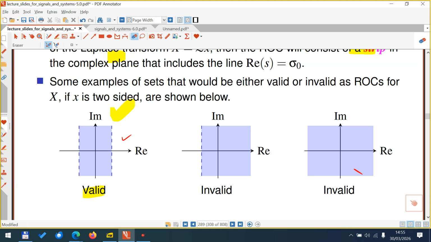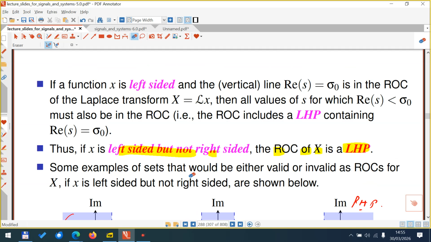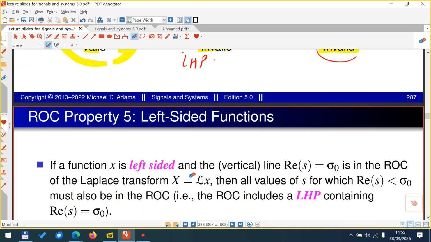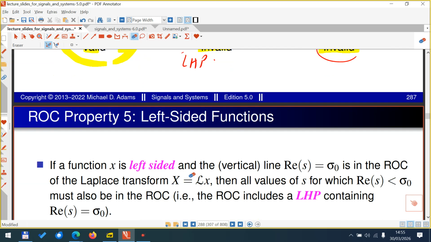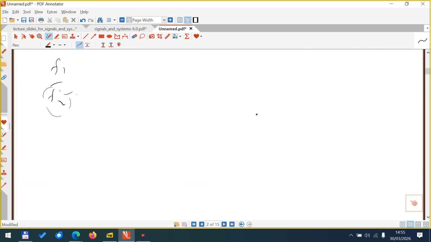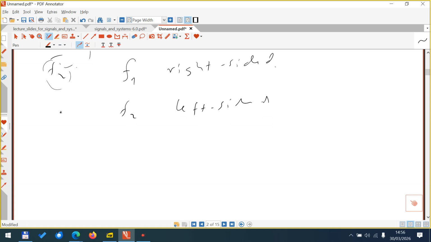You can actually combine two functions. You can imagine it: you start with a left-sided function and a right-sided function, and you can combine them. You do not clip them; you just take a piecewise function. So let's say I have a function f1 which is right-sided, and then I have a function f2 which is left-sided.